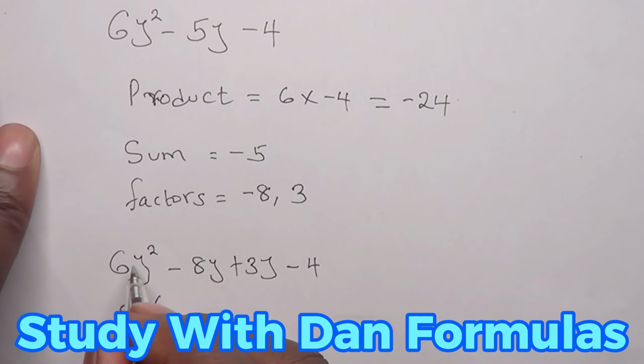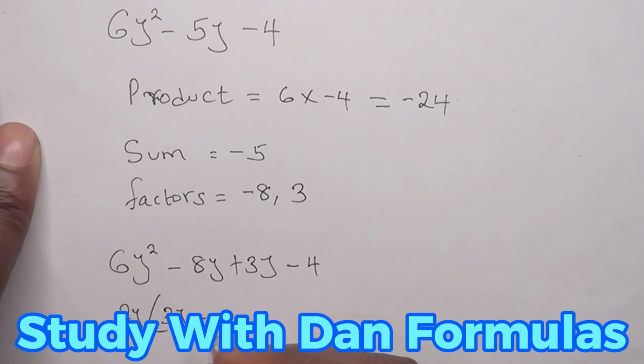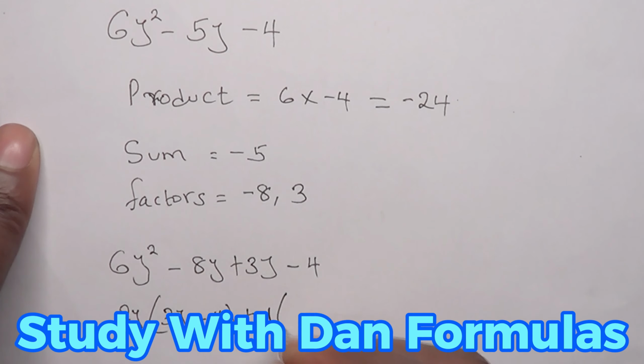2y goes into 6y squared how many times? That is 3y. Minus, 2y goes into 8y, that is 4. Plus 3y minus 4, the common factor is 1. 1 goes into 3y, that is 3y, minus 1 goes into 4, 4.